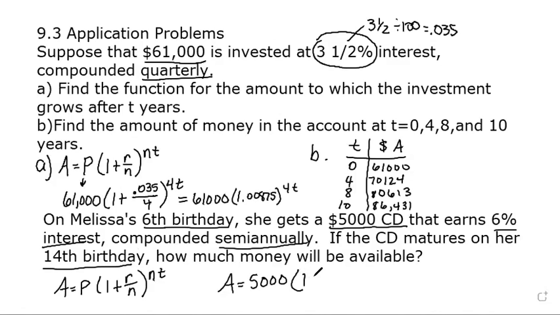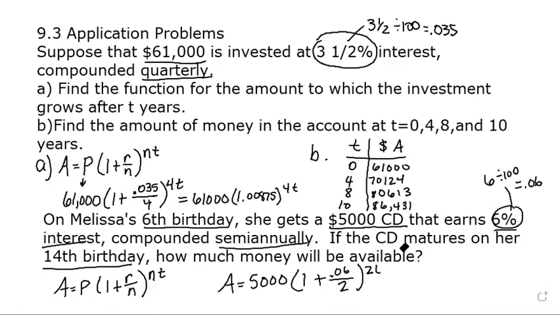1 plus her rate, which is 6%. Well, remember that if it's written as a percent, you have to change it to a decimal. So you need to divide by 100 and get 0.06 to plug in there. We're going to divide that by the number of times it happens per year. In her situation, it's compounded semi-annually, so we're going to divide by 2. And we're going to raise that to the number of times it happens per year times the number of years it went by.